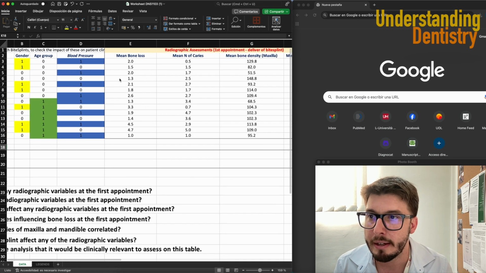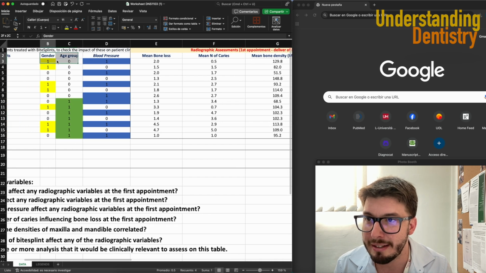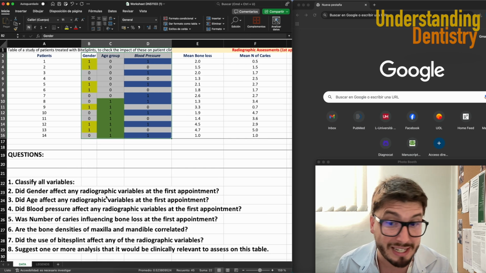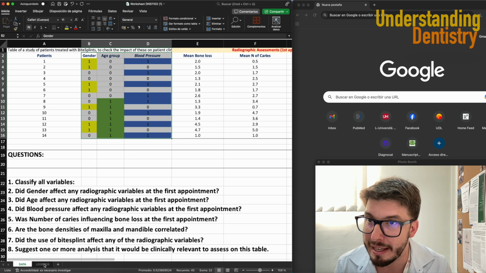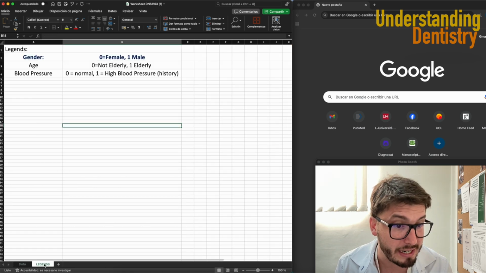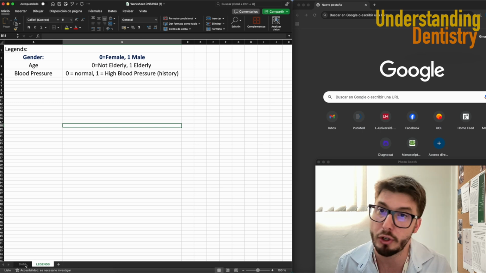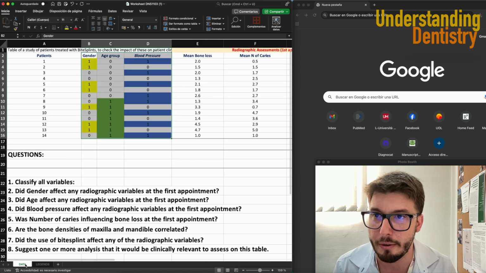And then you have demographic variables: gender, age group, and blood pressure. So the numbers will mean categories, and that's why you have the legends. So the legends are here, as you should always do when you prepare your data for your study, for your thesis, for your dissertation, using Excel.